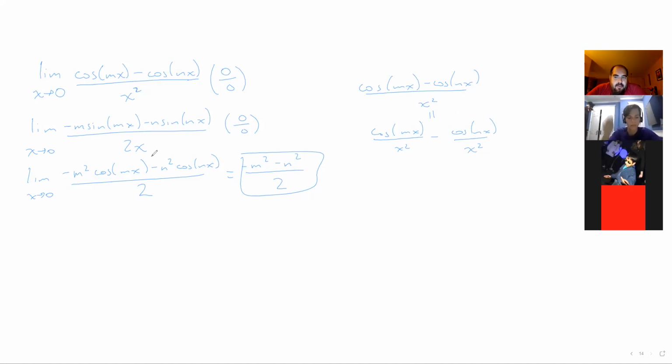Anything else, anyone? Can we quickly do the limit as x approaches 0 from the right of 8 sine x natural log x? Limit as x approaches 0 from the right of what? Yeah, 8 sine x natural log x. Okay, let's see.